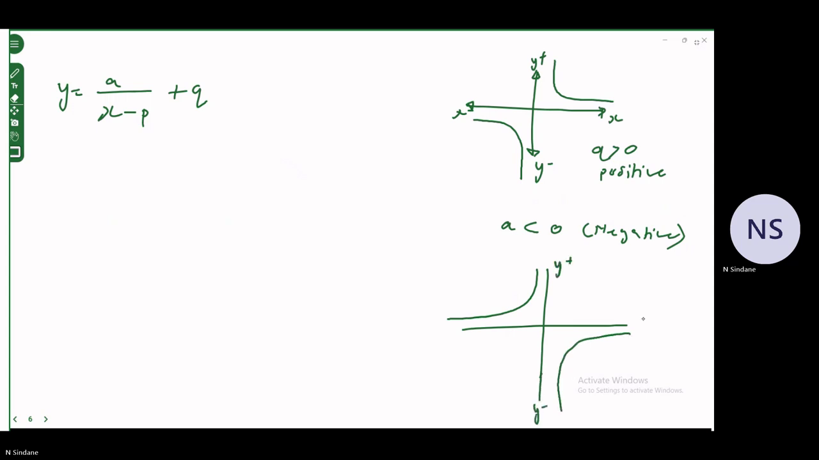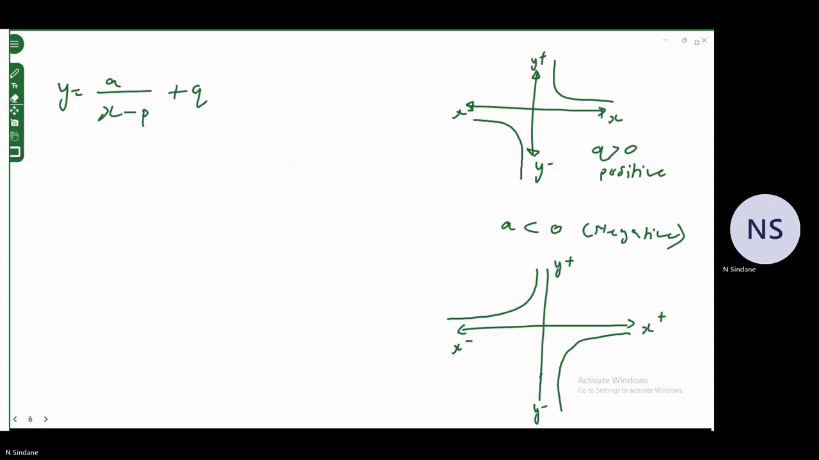This is my y minus, y plus, x plus, and x minus, right? This is how your graph will look. It will be in the third and fourth quadrant when the value of a is negative, right?